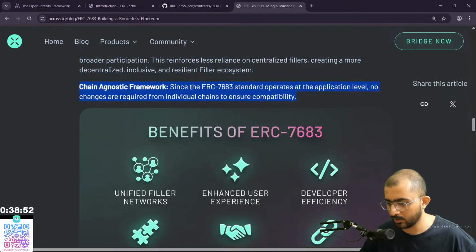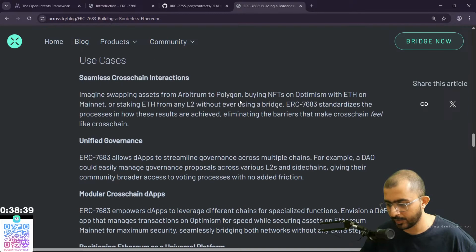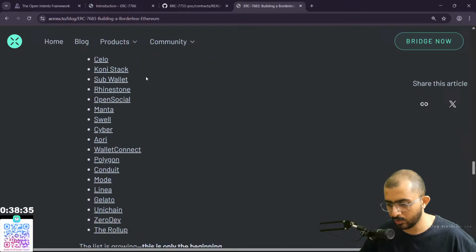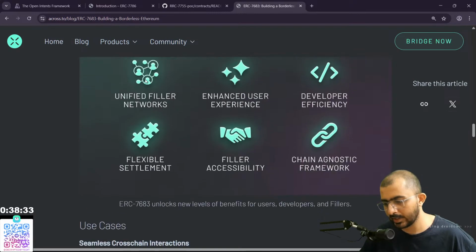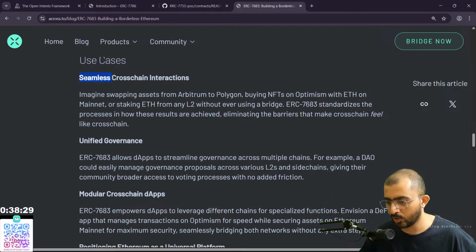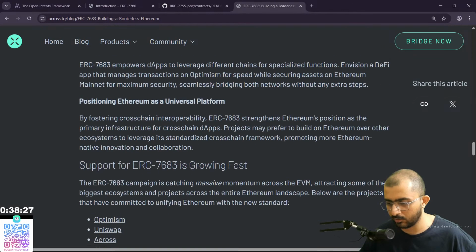Chain agnostic. Since the standard operates at the application level, no changes are required from individual chains to ensure compatibility. Okay, that's great. I'm not going to read this because that's not useful in a developer sense. It's telling what we can use it for. We already know.